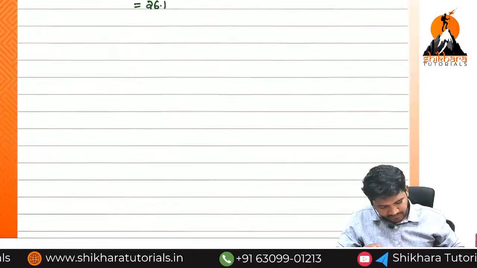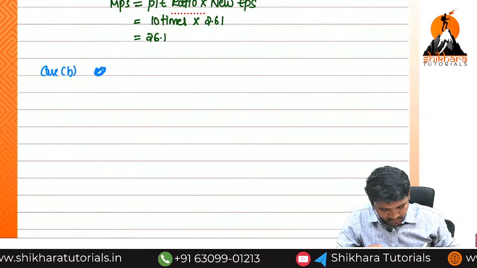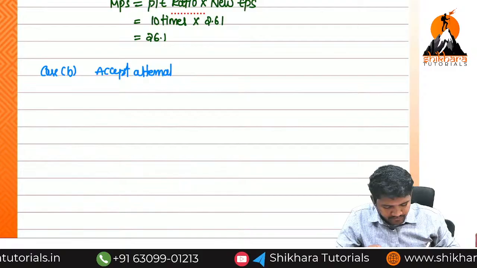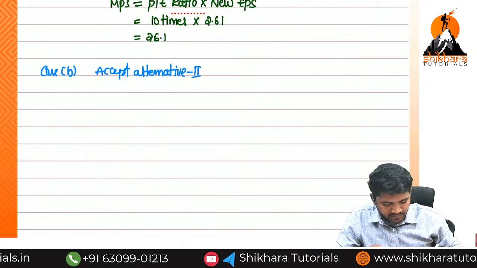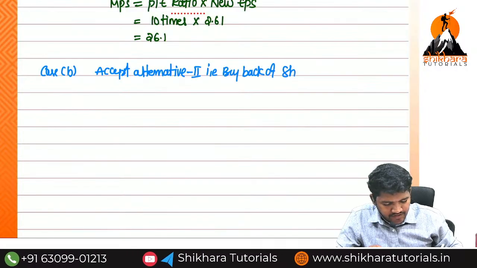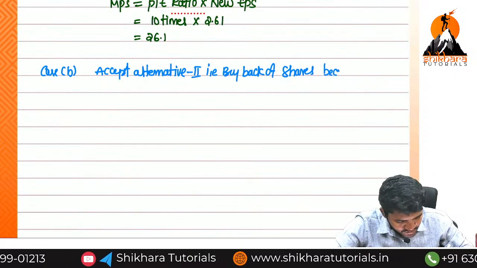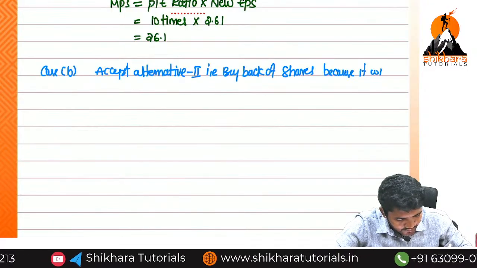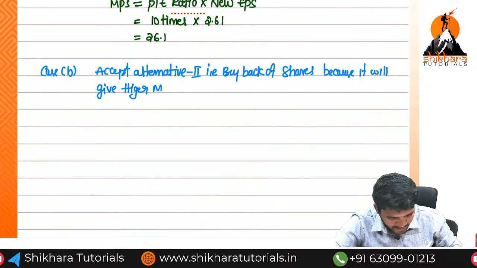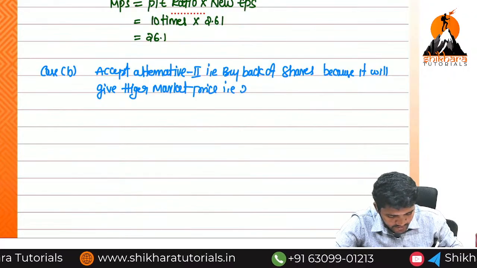We have a case B. Accept alternative 2, that is buyback of shares, because it will give a higher market value, higher market price. That is nothing but 26.1 per share.